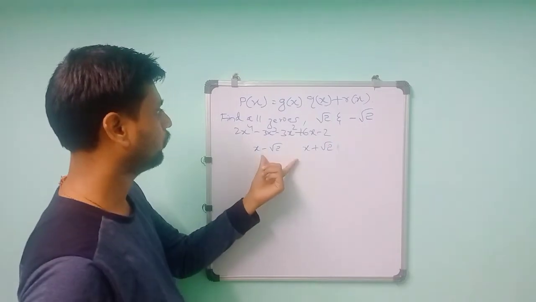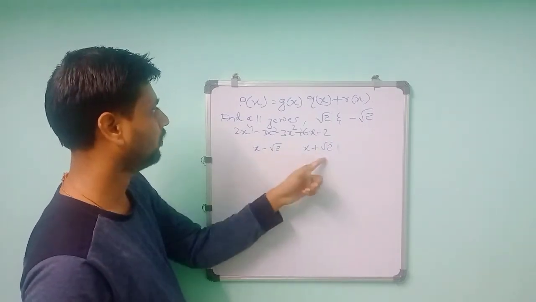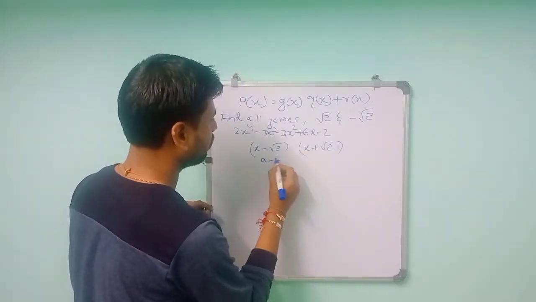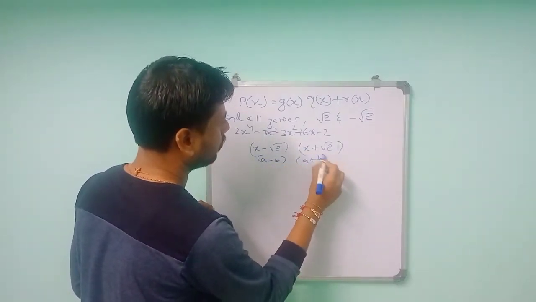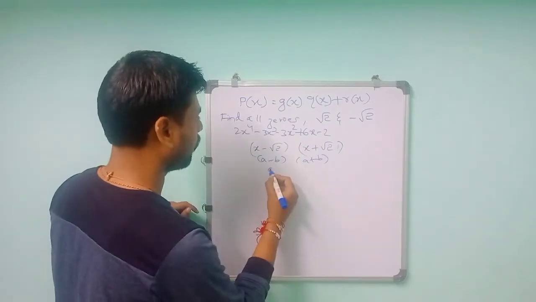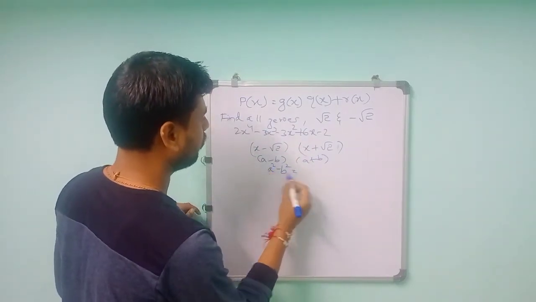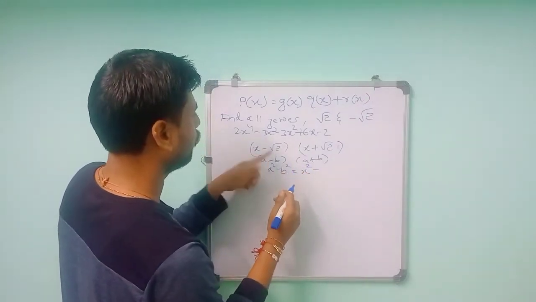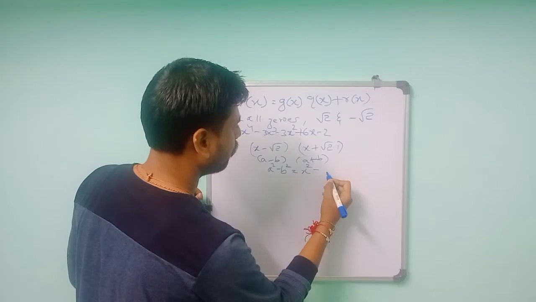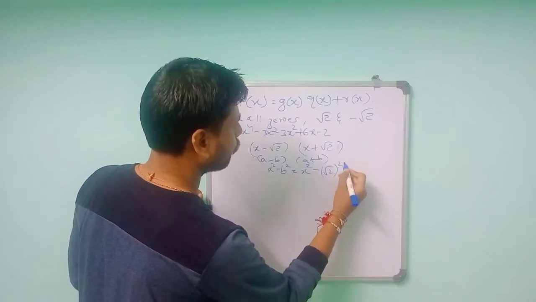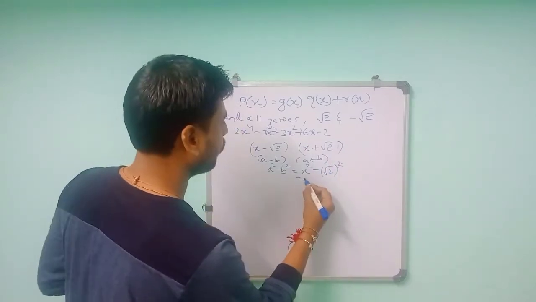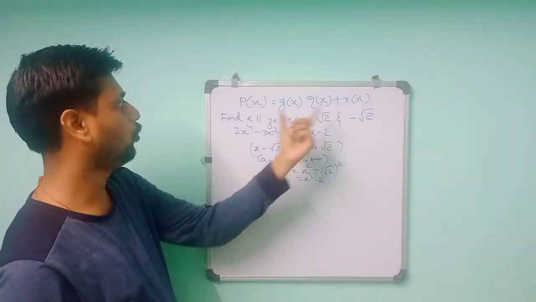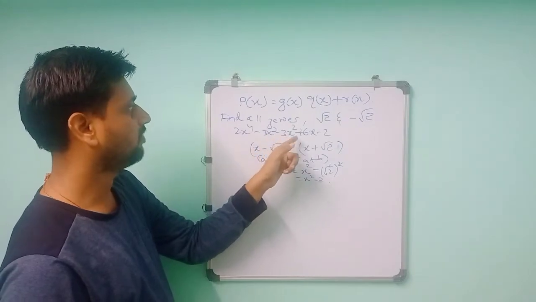So the value we have to make 0. So x minus root 2 and x plus root 2. This is in the form of a minus b, a plus b. The formula is a square minus b square. So a is the x here. So x square minus b, which is root 2, whole square. Root 2 whole square, the square and root cancel, it will remain x square minus 2. So x square minus 2 is a factor of this polynomial 2x raised to 4 minus 3x cube minus 3x square plus 6x minus 2.